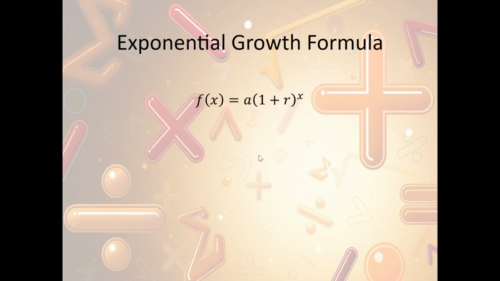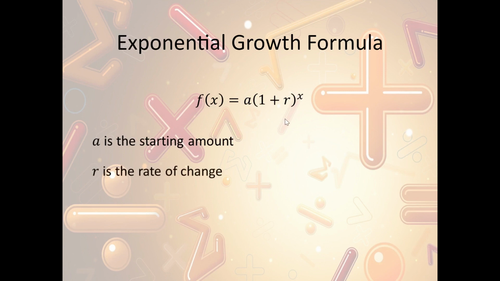Now, what is the exponential growth formula? The exponential growth formula is f of x, or y, is equal to a times (1 plus r) to the x power. So a is our starting amount. That's how much we start with. If we were talking about money in a bank account, that's how much money we put into the account. r is the rate of change, meaning how much interest we are gaining. x is the amount of time. So let's say it goes monthly and we're doing it over 12 months. 12 months would be my x.